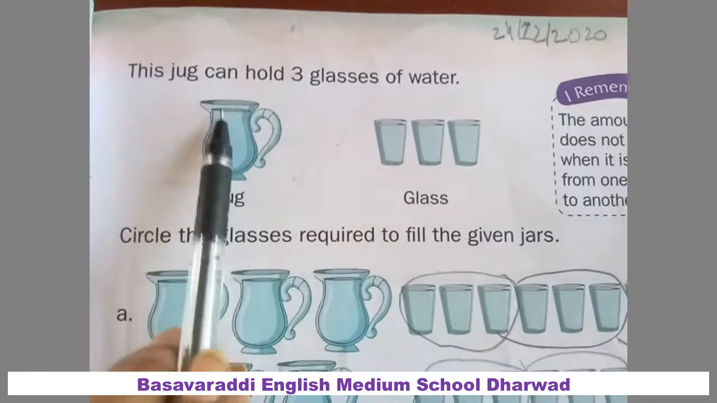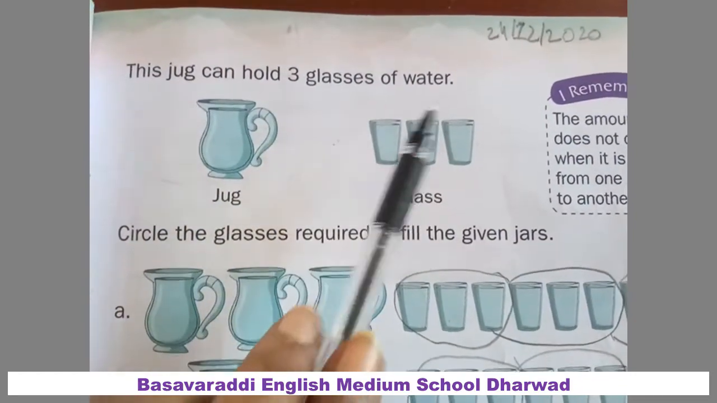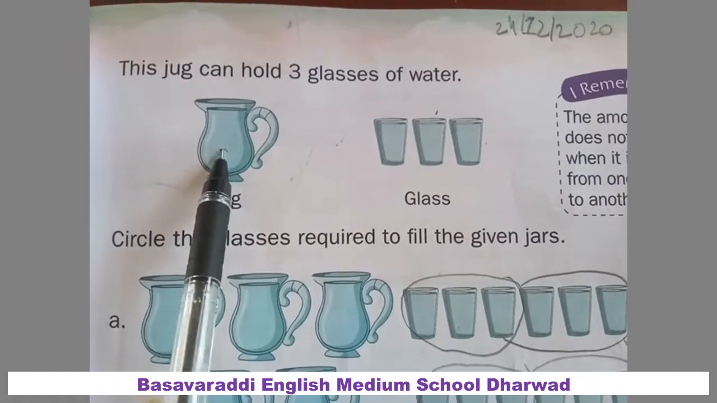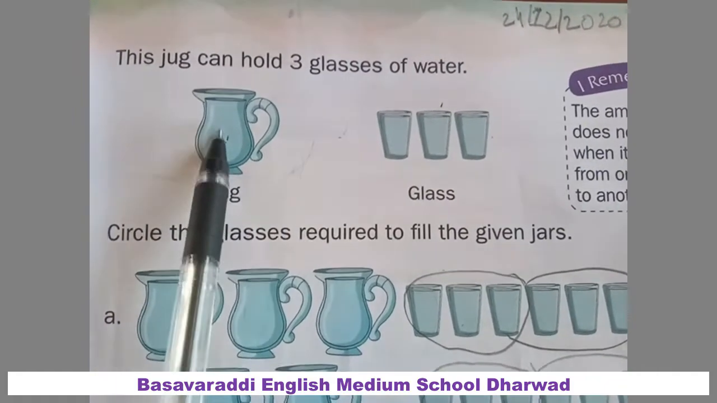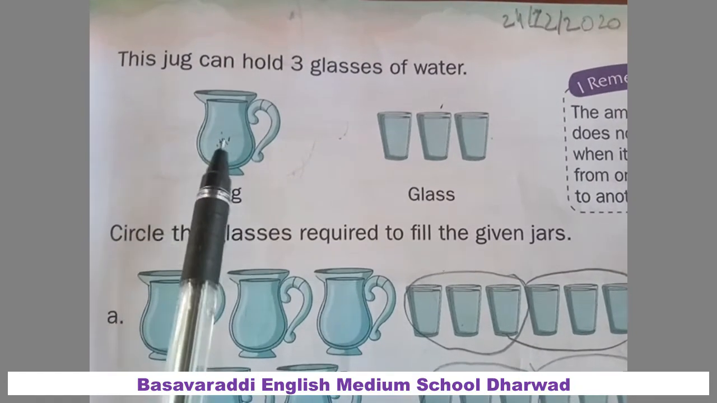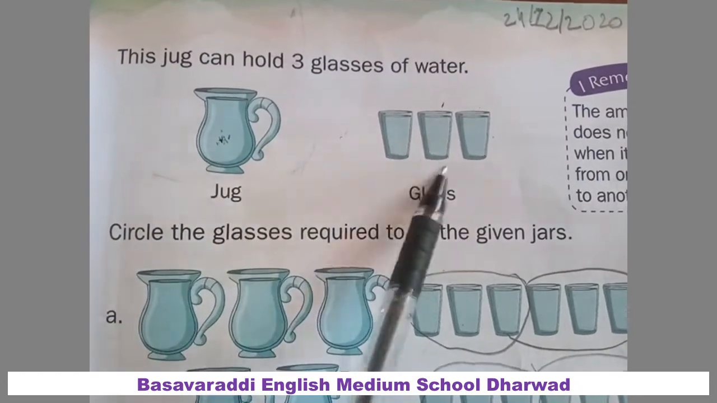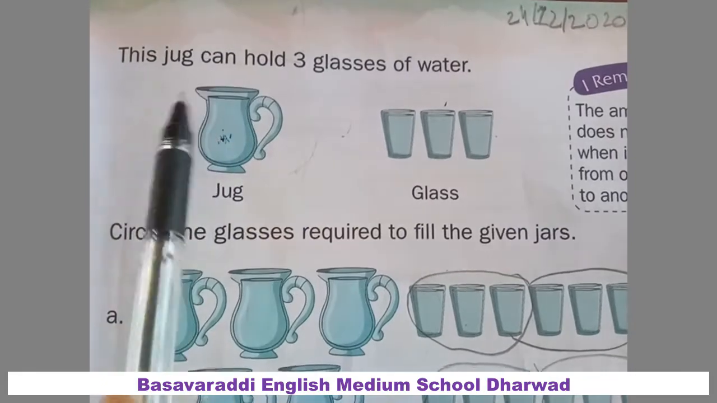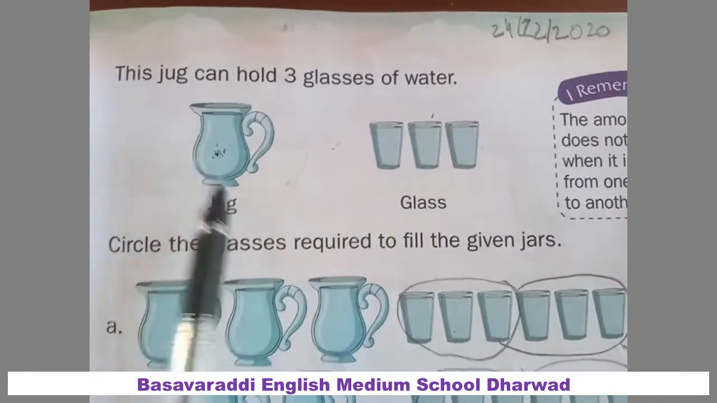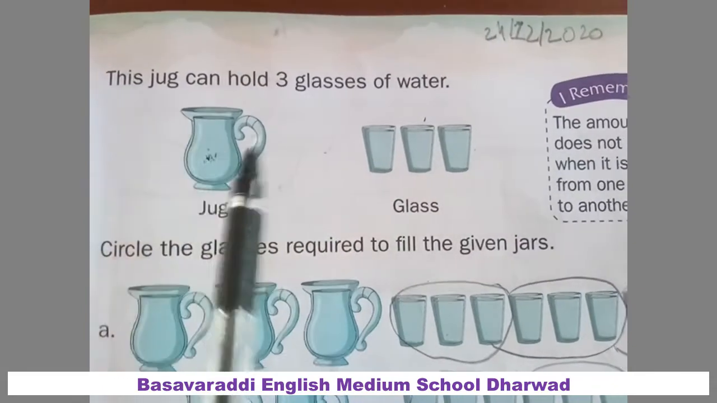This jug can hold 3 glasses of water. This is a jug, the water it contains is a liquid, and we are using capacity here. This is a measurement of capacity, holding the liquid, the water. It fills up 3 glasses, and then it fills the one jug. So this jug can hold 3 glasses of water.